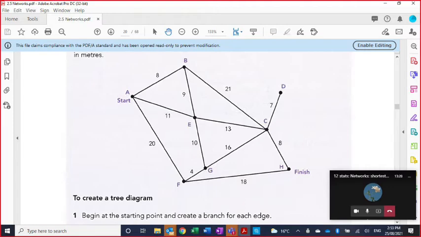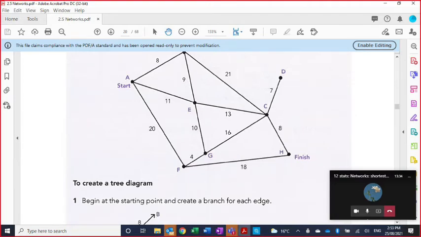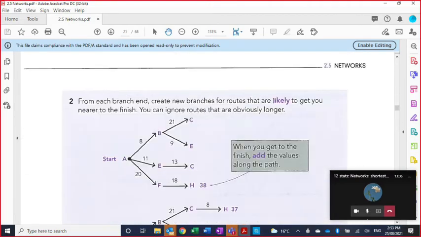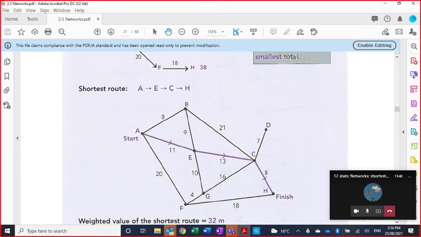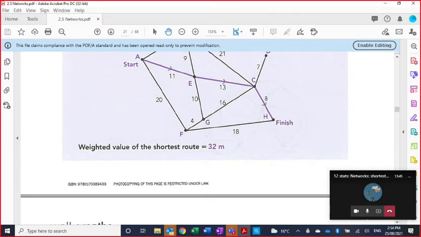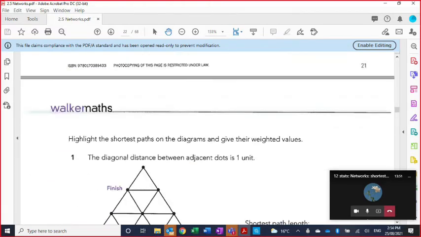This looks like that would be the fastest, easiest way to get there, but because this one has more turns in it, that turns out to be the shortest path. Don't miss branches. Okay? So again, look at how they labeled it. You label the path. The weighted value of the shortest route is simply 32 meters. Okay? Let's do another one, see if I can get it right.